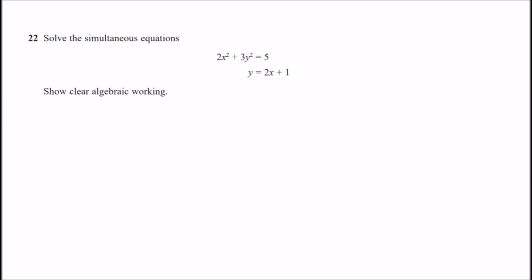All right, number 22. Solve the simultaneous equations. Show clear algebraic working. All right, cool. Now to solve this nice and easy, and actually they've already done this for us. Usually what you would have to do is make one of these letters the subject, and they did it. They made y the subject here, and then substitute back into one of the other equations. Since y equals the subject, we're going to replace this y here with 2x plus 1.